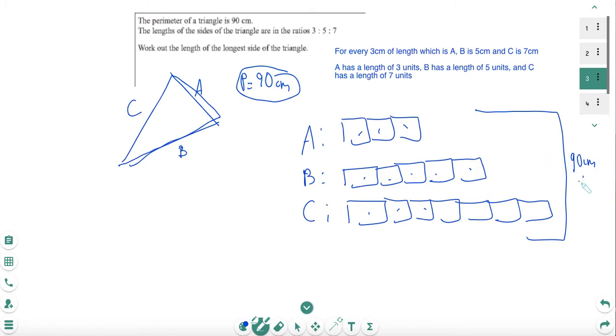So 90 centimeters divided by 15 units is equal to 6 centimeters. So we know each of these boxes is 6. 6, 6, 6, 6, 6, 6, 6, 6.